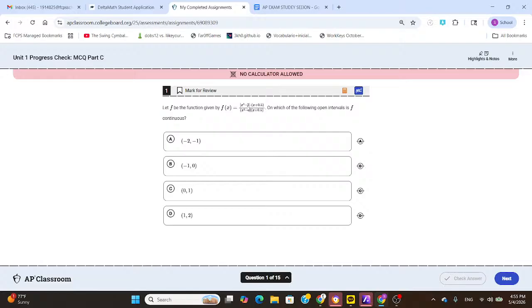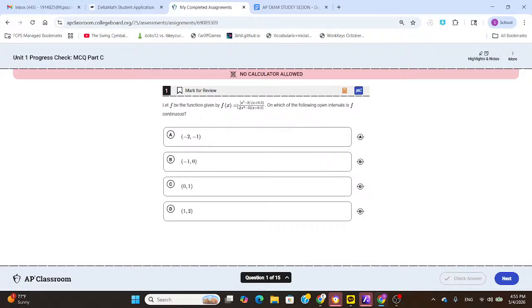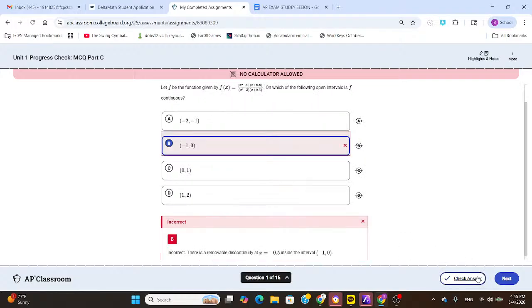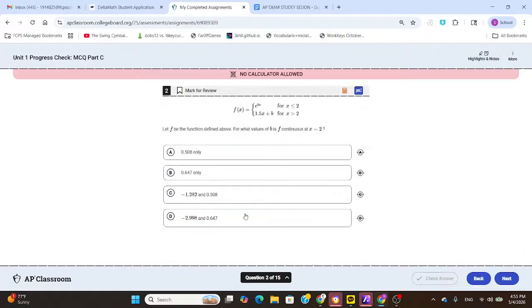So, I don't know. If I'm looking at this, I don't know. So I'm just gonna take a guess and skip. So yeah, I got it wrong, but I'm treating it like a test. Let f be the function defined above. For what values of b is f continuous at x equals 2? Trap.